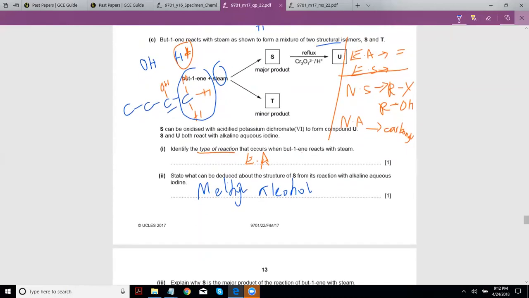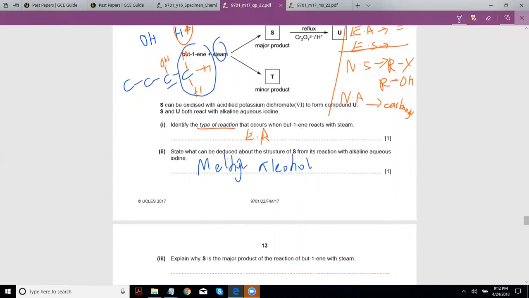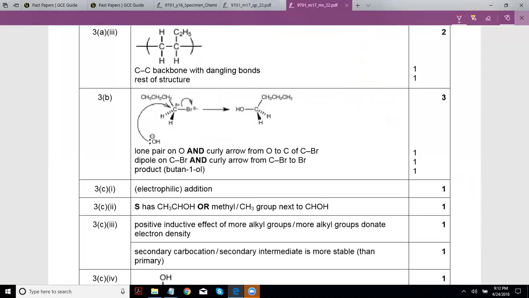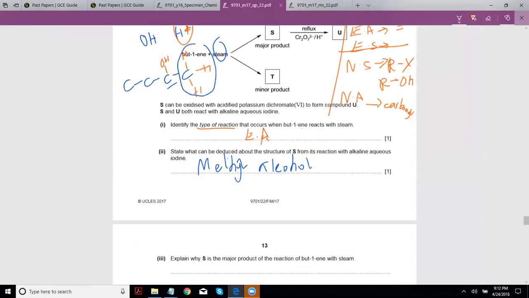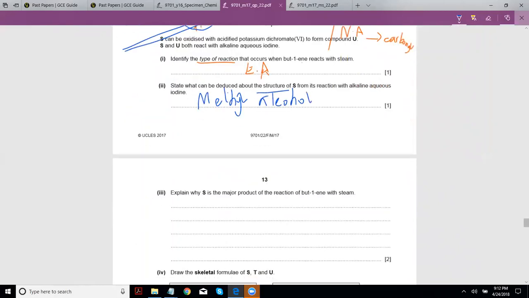The structure of S was kind of obvious, but I just want to be sure here. Basically the structure is this, or methyl next to the C-OH. That's the idea. Or you could just draw the structure, to differentiate what can be deduced. But you have the structure right here anyway, so you're good.